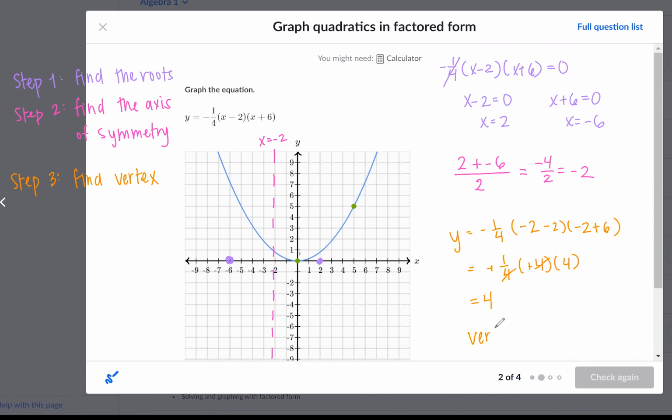So my vertex is at -2, 4. The x coordinate is -2, and the y coordinate is 4. So -2, 4. This right here is my vertex.